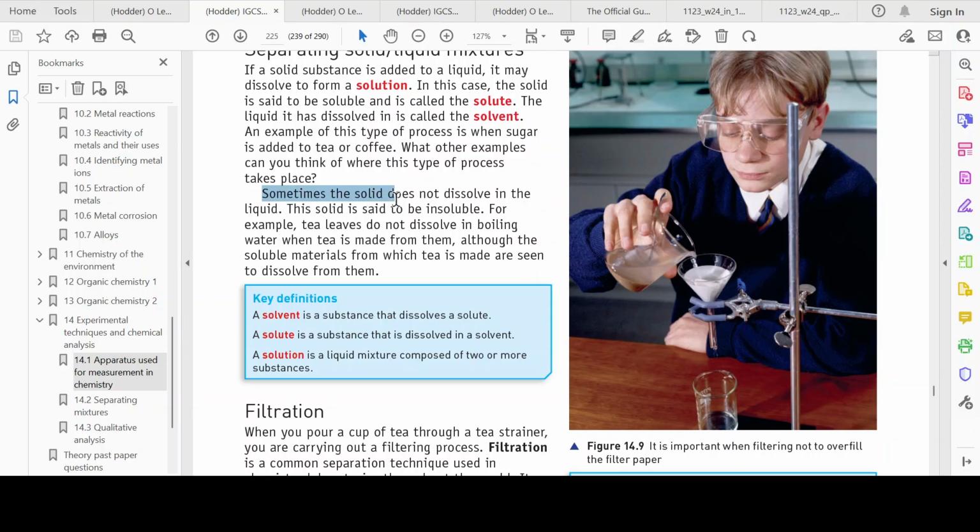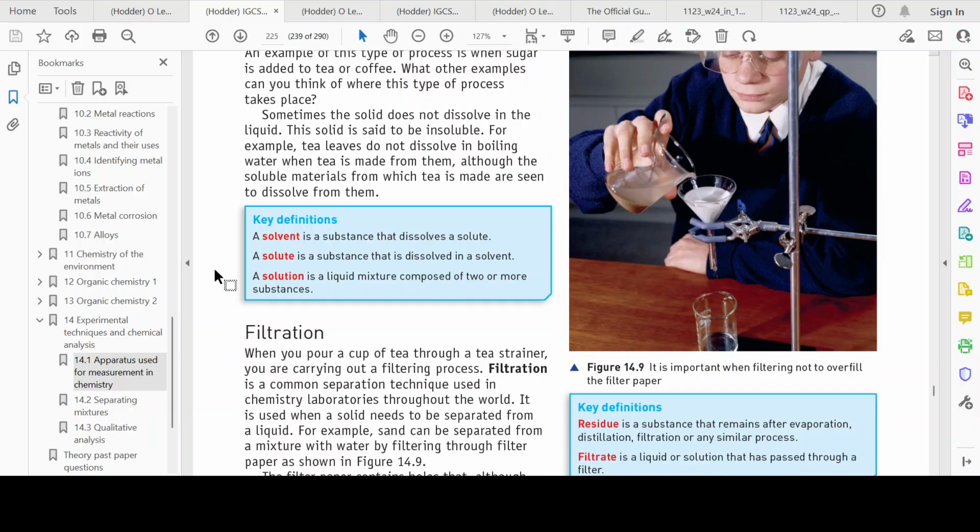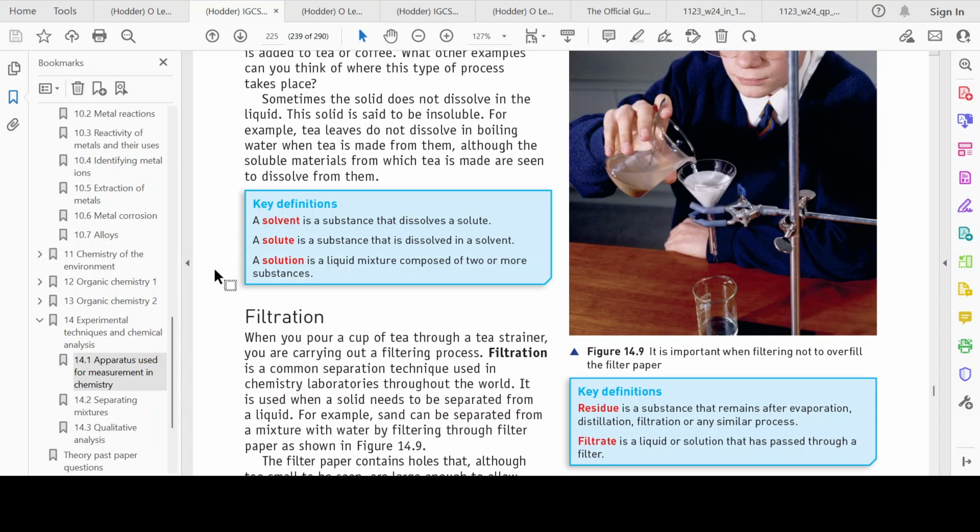Sometimes the solid does not dissolve in the liquid. This solid is said to be insoluble. For example, tea leaves do not dissolve in boiling water when tea is made from them, although the soluble materials from which tea is made are seen to dissolve from them. So stuff from the tea leaves is extracted, which gives the color and the taste. The tea leaf itself physically does not dissolve. That's what they're talking about.